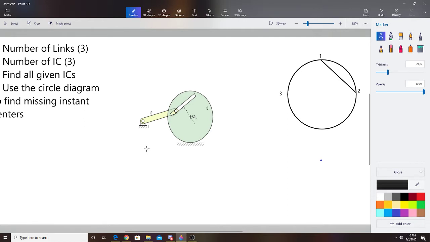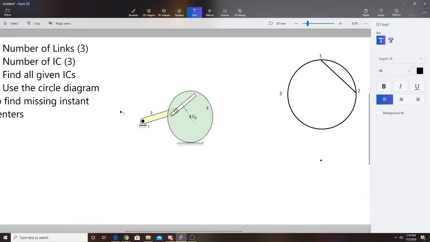It is at the joint at the ground. Yes, so essentially it's right here. It's between link 1 and link 2. So let me turn the thickness up a little bit. That right there is I12, and I will go ahead and add a text box to it. I12. So I12 is right there.